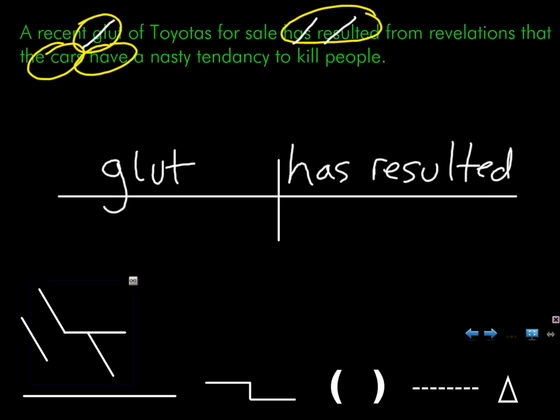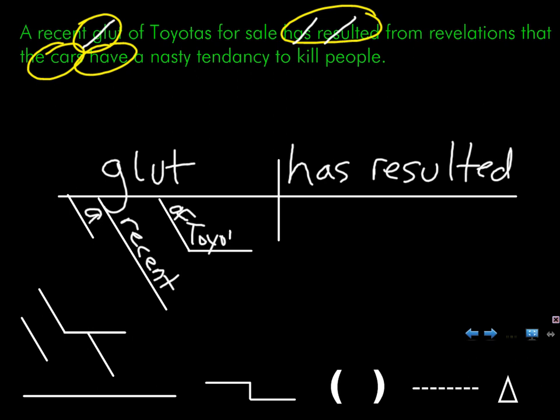Correct. There we go. A recent. More? Jacob, yeah. Very good. Which Toyota is the Toyota's for sale? Nice. So he had a pretty long subject, but it's pretty easy to diagram.